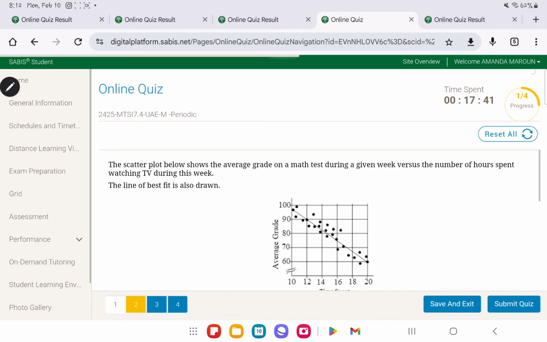Okay, so now we move on to question number 2. The scatter plot below shows the average grade on a math test given during a given week versus the number of hours spent watching TV during this week. The line of best fit is also drawn.